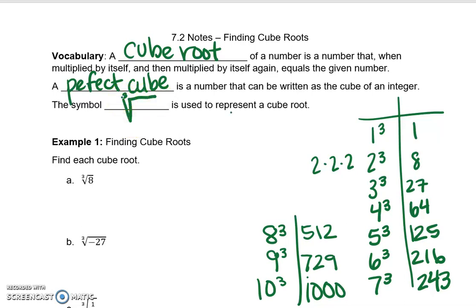So let's find each cube root. So the cube root of 8. The cube root of 8 is 2. The cube root of negative 27, you have to think of what 3 numbers can I multiply to get to negative 27. And it is negative 3 times negative 3 times negative 3, because that gives you positive 9 times negative 3 gives you negative 27. So the cube root of negative 27 is negative 3.